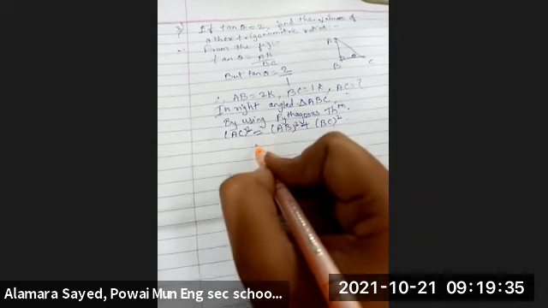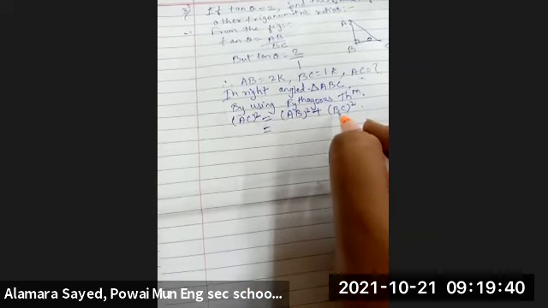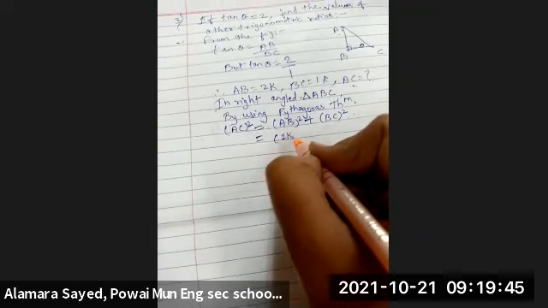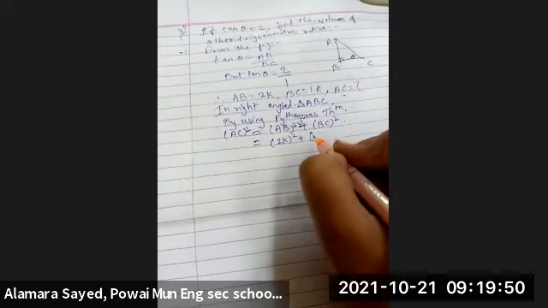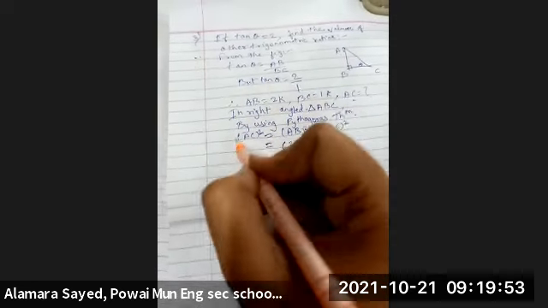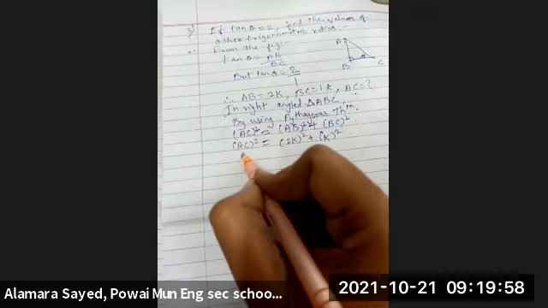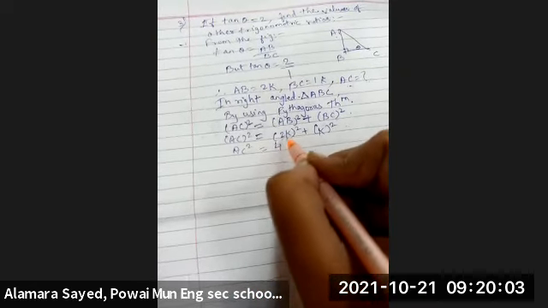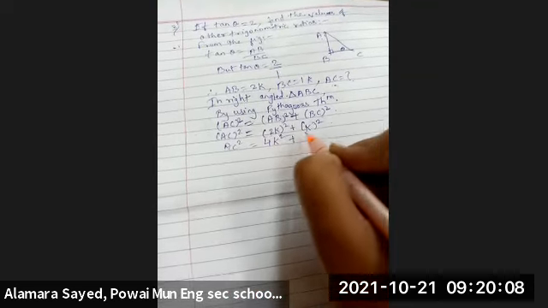Now we have to find AC square. So you have the value of AB and you have the value of BC. AB means 2K square plus BC, it is 1K, or you can write it as K square. This is AC square. Now AC square is equal to 4 K square, as it is, plus K square as it is.